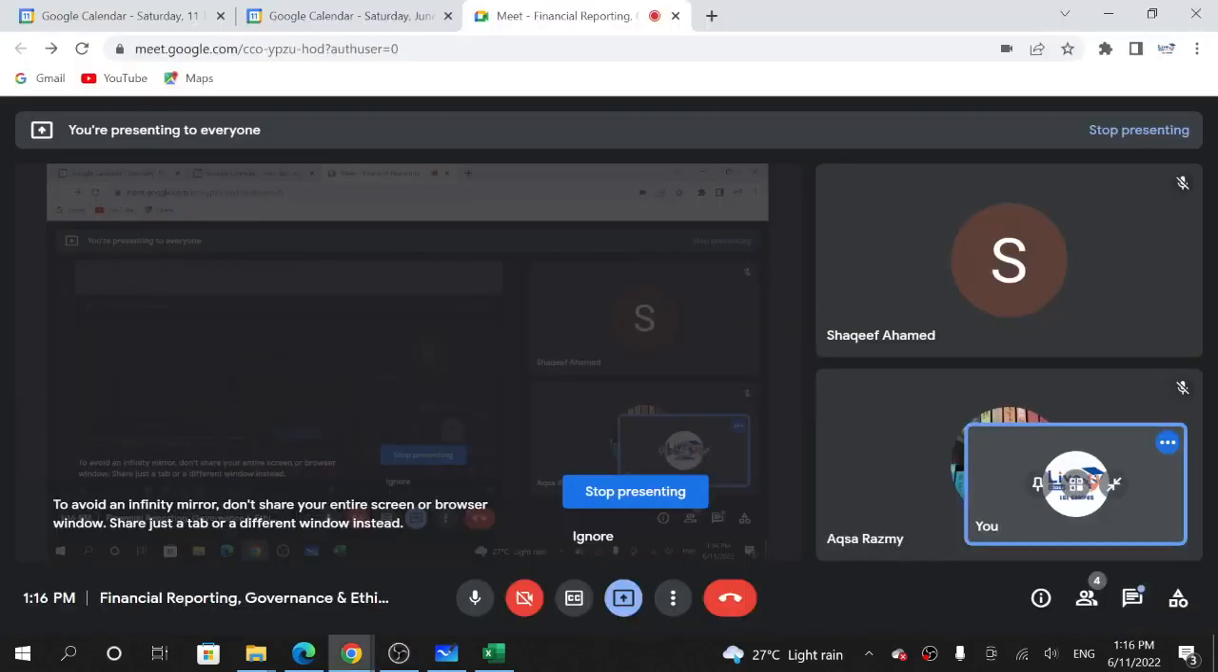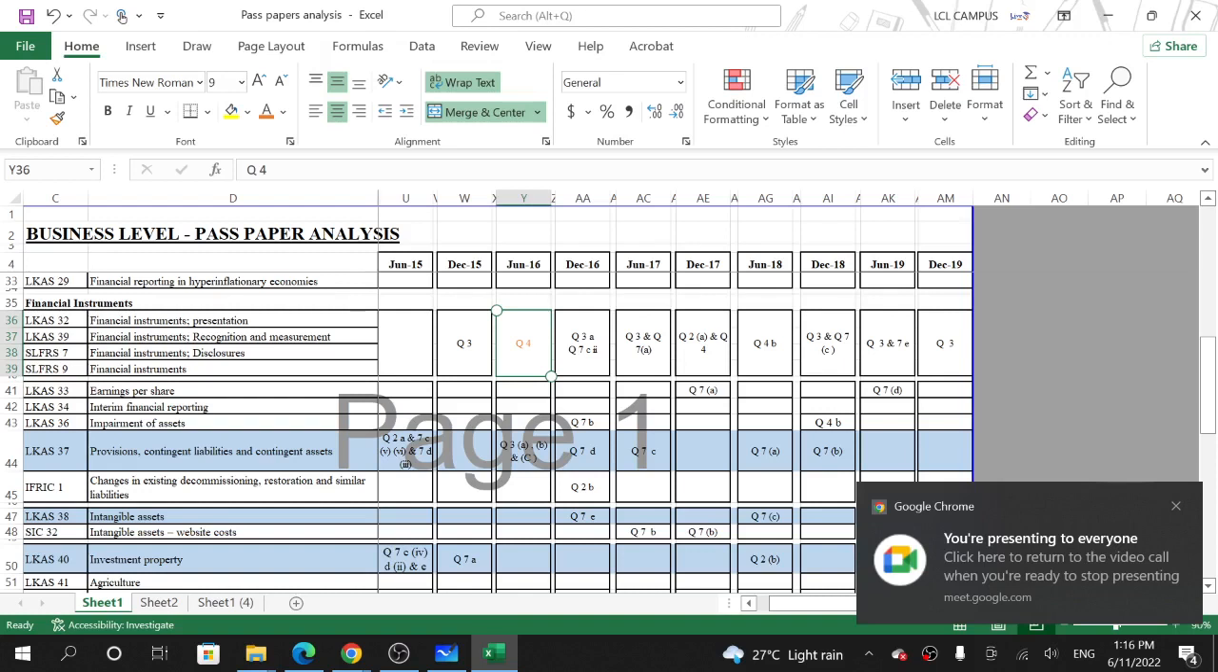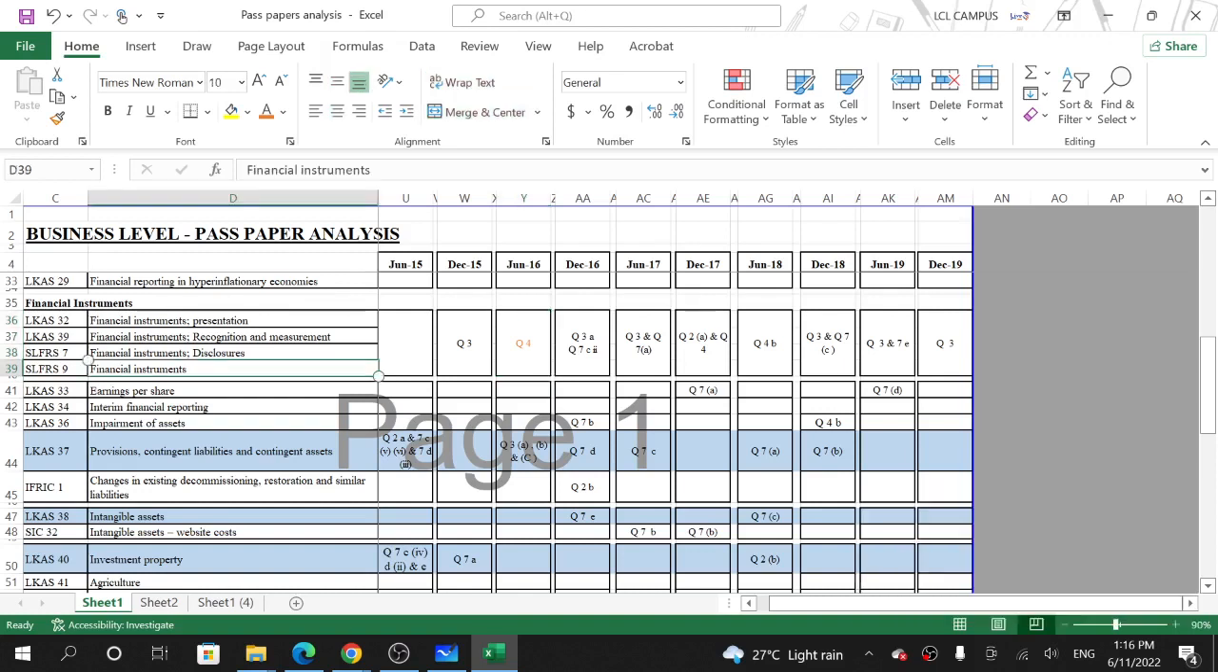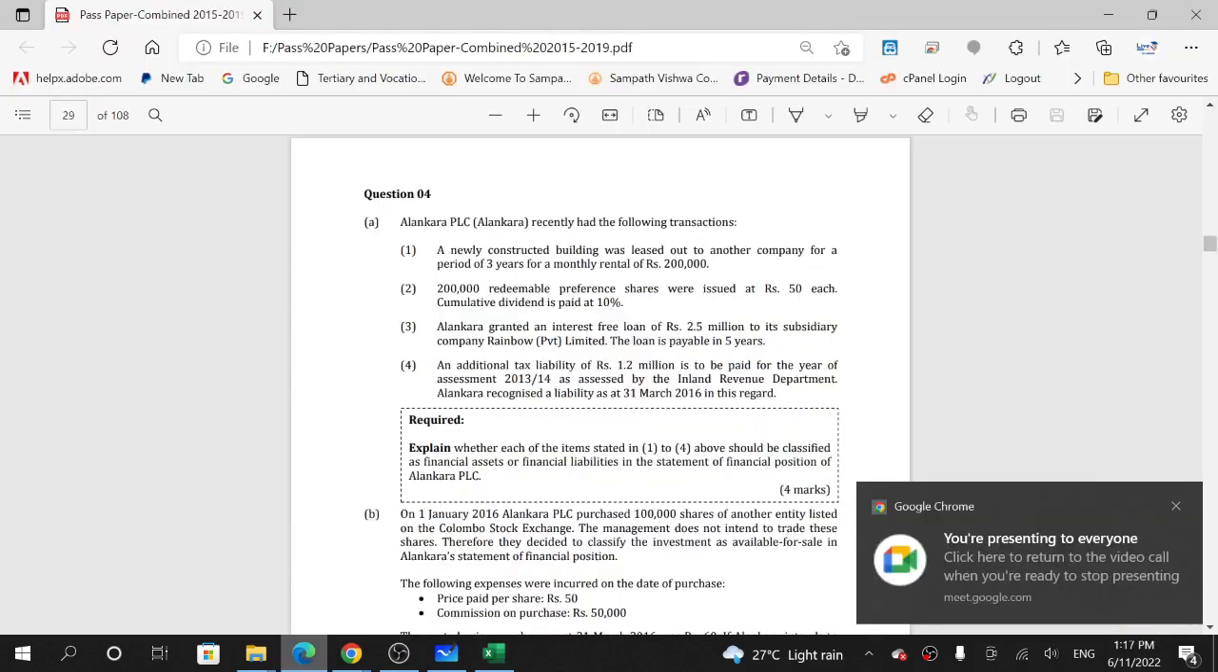So we are going to discuss past papers relating to financial instruments, which is going to cover LKAS 32, 39, SLFRS 7 and SLFRS 9. First, we are starting with June 2016, question number 4. You can read June 2016 question number 4, right? This is question number 4.